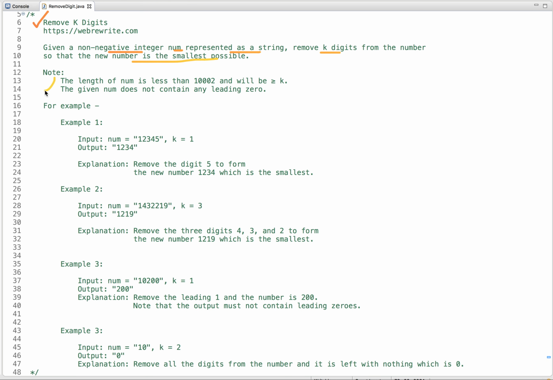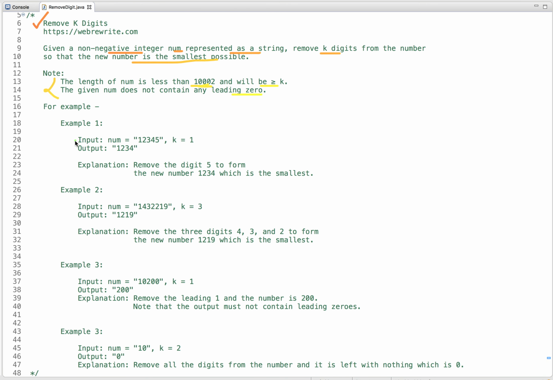And here are two important points. The length of num is less than the given value and will be greater than or equal to k, and the given number does not contain any leading zeros. So let's see some examples to understand this problem statement.